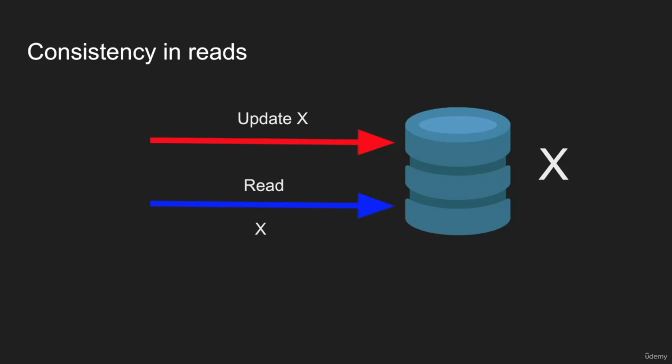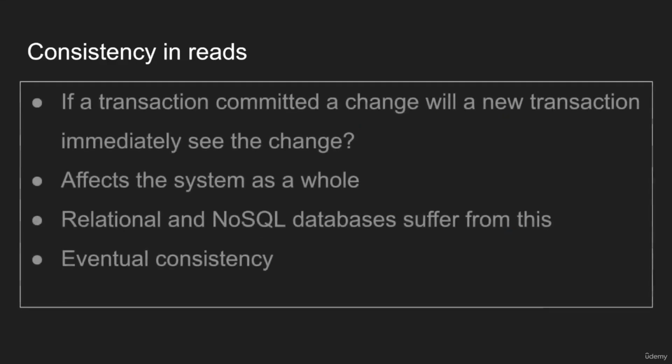You might say, Hussein, that's just obvious. Well, not all the time. Let's take an example. If a transaction committed a change, will a new transaction immediately see the change? That's what it really boils down to, right? If I committed a change to a database and then I issue a read immediately and I don't see the change, then you are inconsistent effectively, because you just read something that is not really the value that you're supposed to get, and it affects the system as a whole.